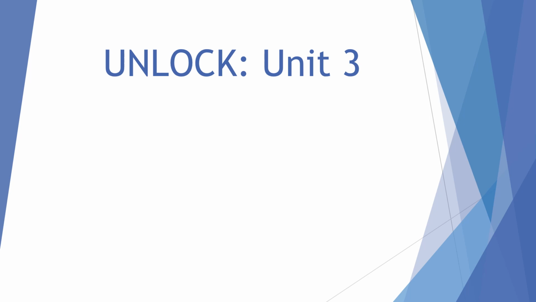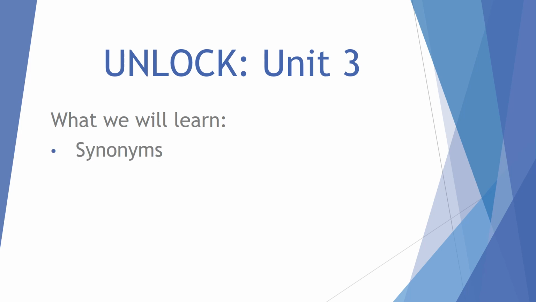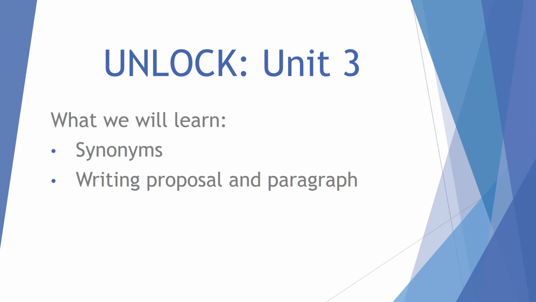So we're moving to the Unlock Textbook Unit 3, what we will learn in this lesson. So we're going to do a little bit of work from the textbook, and the first thing we will do is about synonyms, some vocabulary work. But then we also need to talk about something that is not in the book, but it is very important to your grade this semester, and that is the writing proposal and paragraph. So those are the two things to study this lesson.